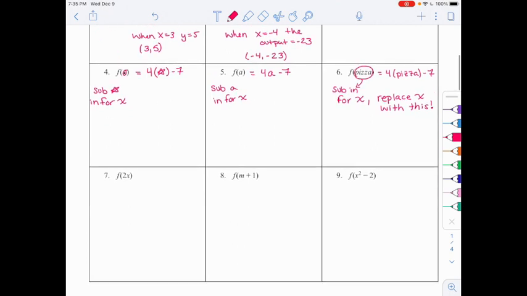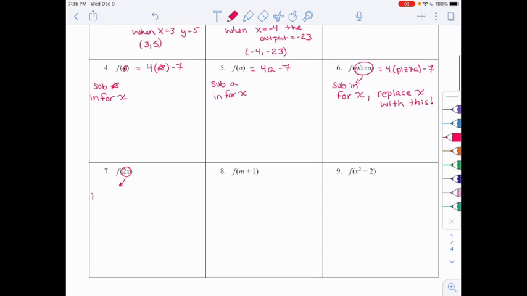Number 7. So now I want to sub 2x in for x, right? So instead of x, we're going to replace it with 2x.